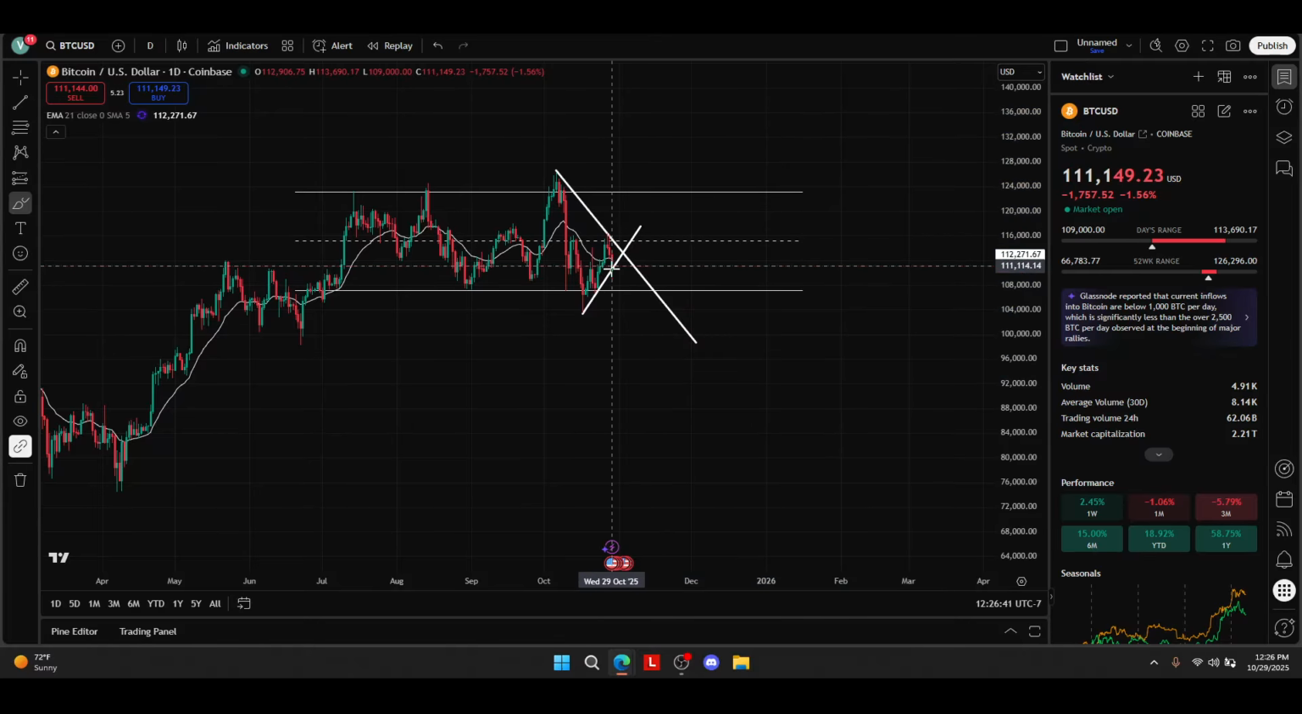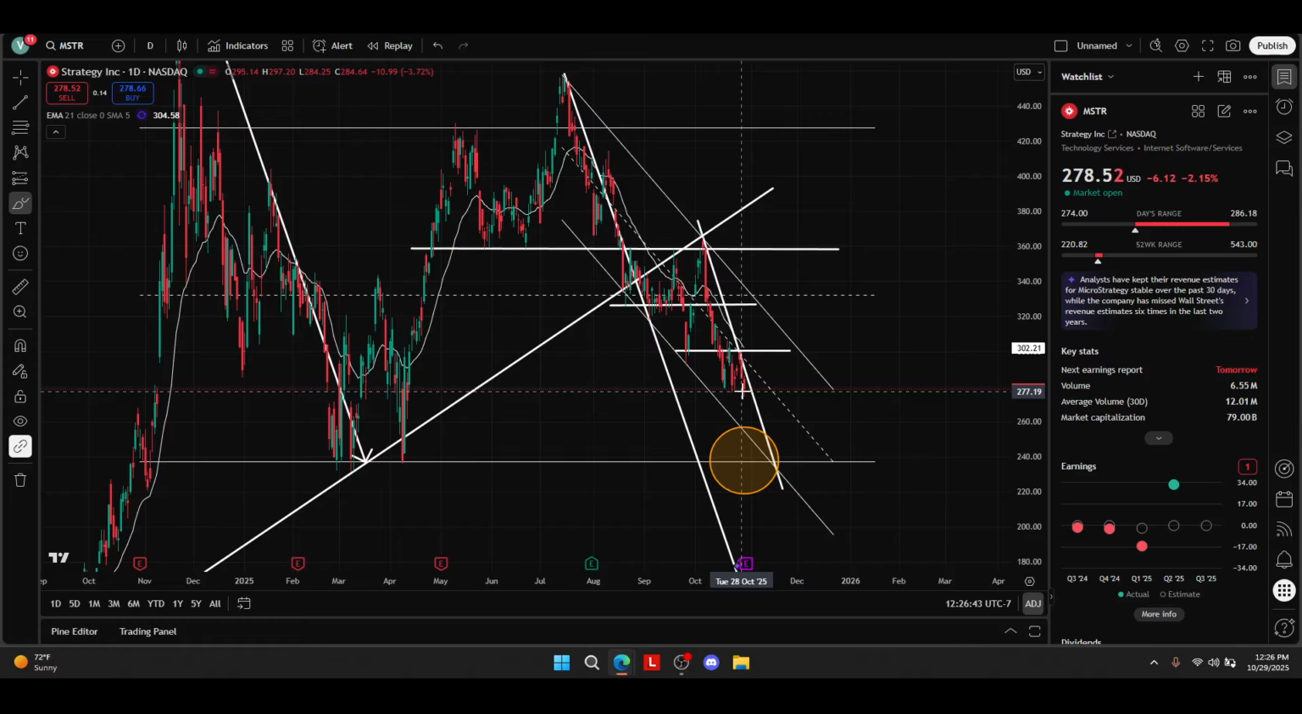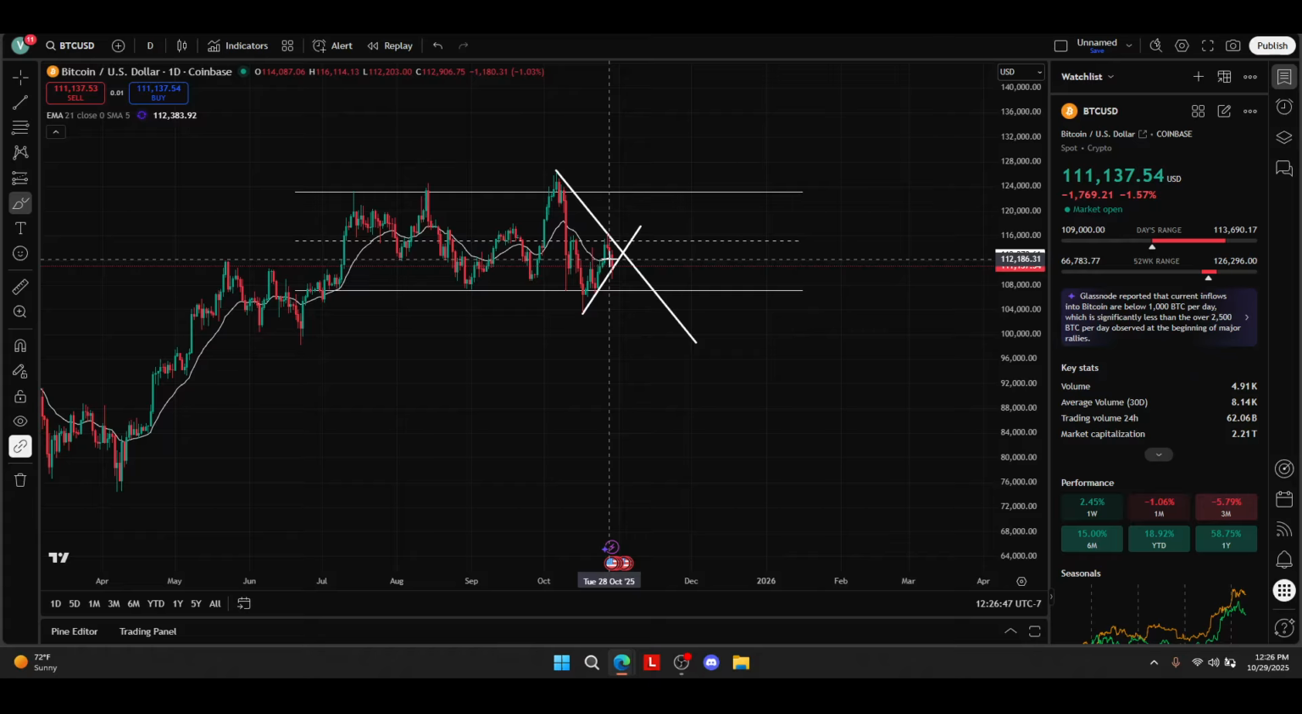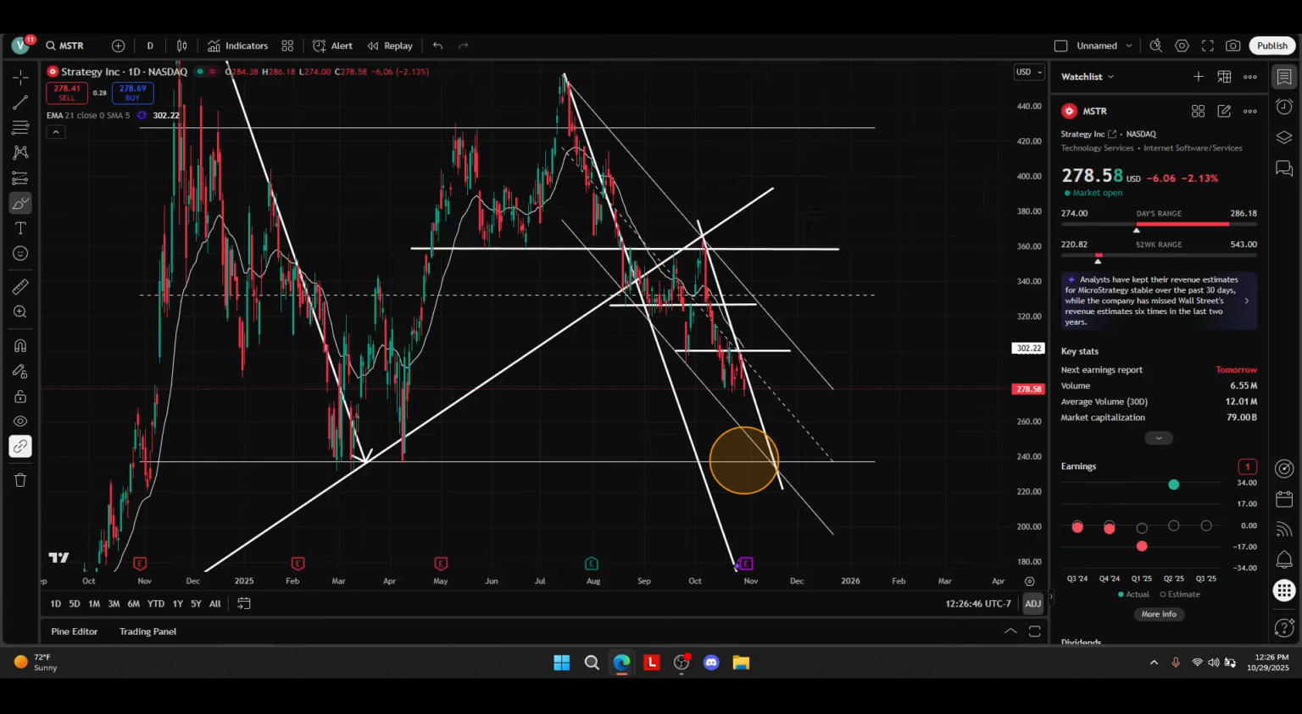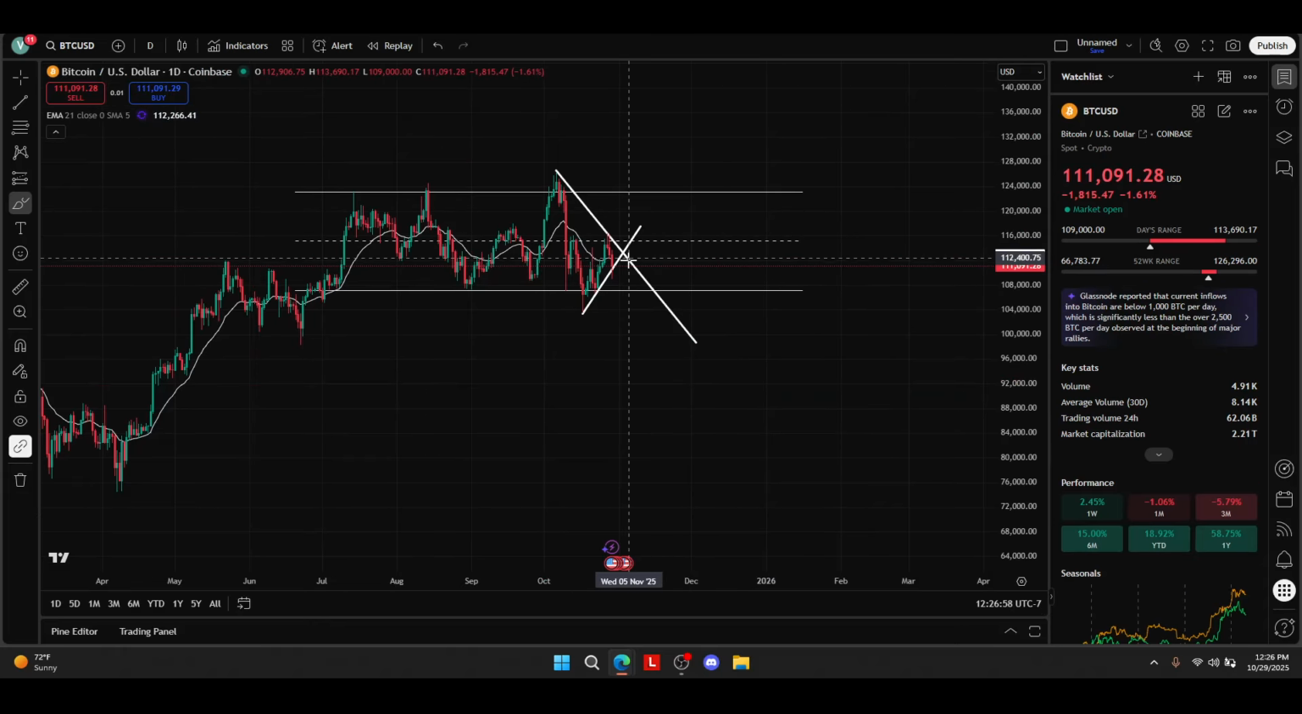And if that does happen, well, MSTR is pretty much toast, right? It's probably going to definitely hit that 230, 240 level. So you don't want to see that breakdown lower in Bitcoin if you're holding MSTR, because it looks like it could drop down substantially lower toward the 230s, 240s. So let's see what happens for Bitcoin.